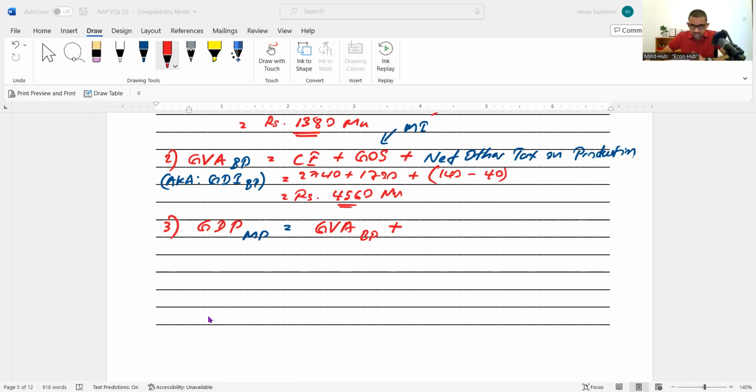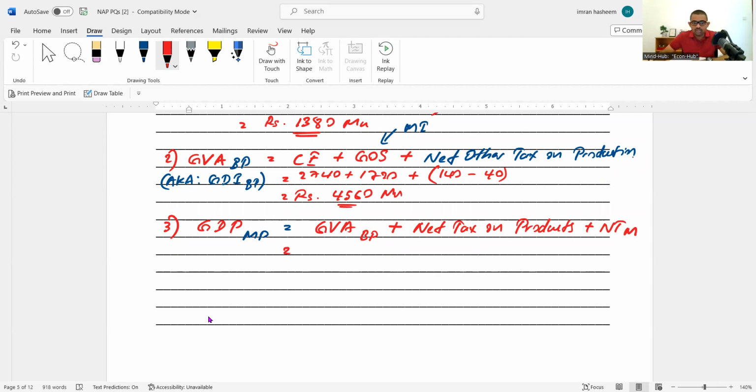GVA plus, I'm going to say, net tax on products. I can say plus net tax on imports, or I can say net tax on products and imports. Either way, it's okay. Okay, plus net tax on, I'm going to say capital M for imports. Small abbreviation I'm using there.